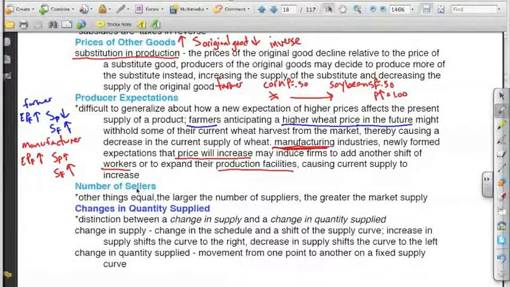And the last determinant of supply is the number of sellers. So other things equal, an increase in the number of sellers is going to increase market supply. So again, we have this positive relationship.